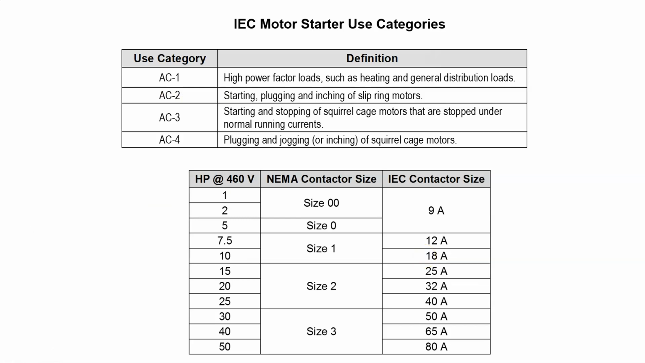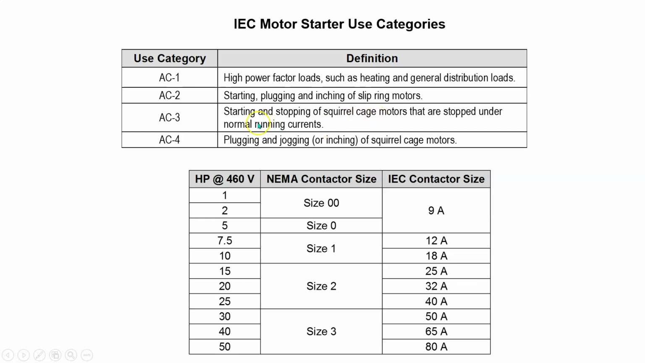All right. So here are the IEC motor starter use categories, which again we won't really be using, but here's an example of them. Right, so the use categories are AC1 to AC4, and the definitions for each one. So high power factor loads, okay, heating, general distribution loads, and then plugging or inching slip ring motors.